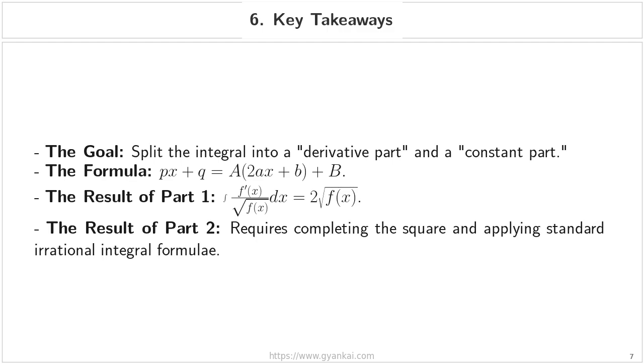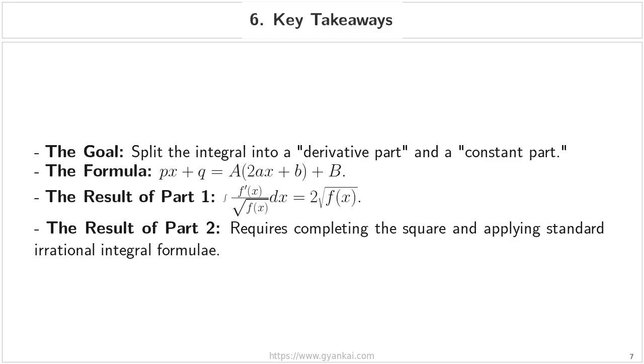Finally, the result of part 2 requires completing the square and applying standard irrational integral formulae. The constant part of the integral, after the split, isn't quite as straightforward. It usually involves completing the square within the square root to get it into a standard form. Then, you'll need to recall and apply one of the standard integral formulas for irrational functions, things like the integral of 1 over the square root of x squared plus a squared, or 1 over the square root of a squared minus x squared. We covered those in previous sections, so make sure you're comfortable with those formulas.